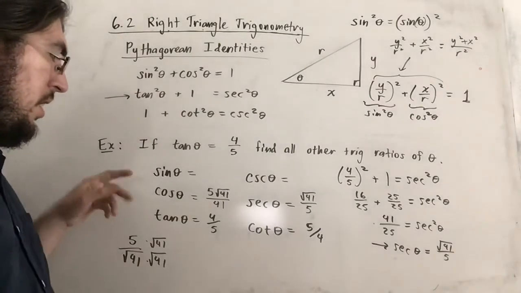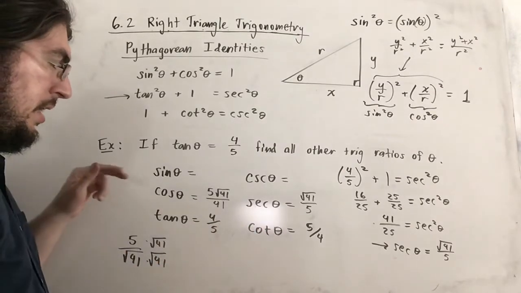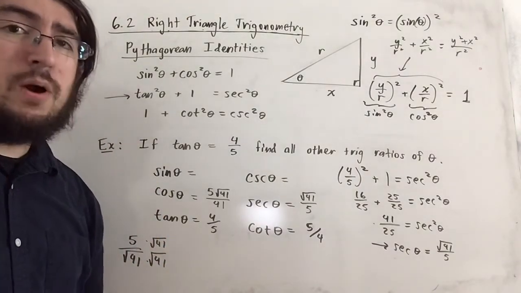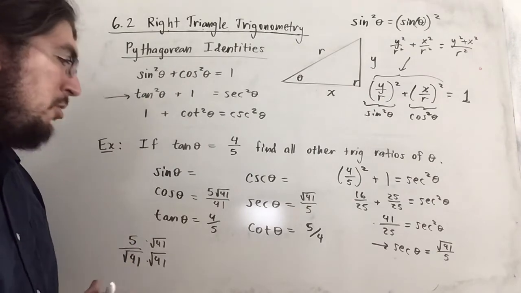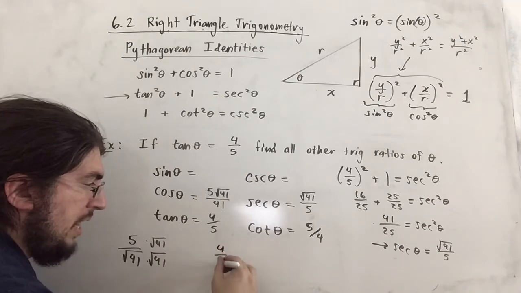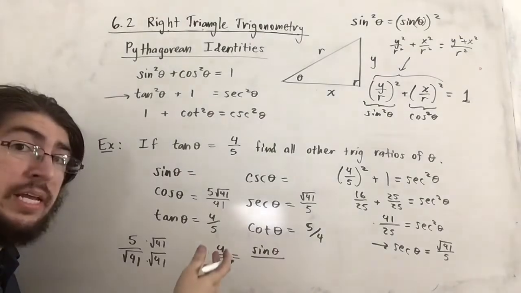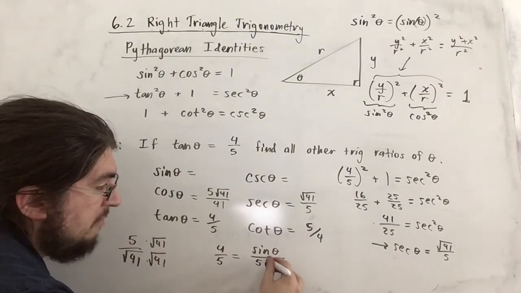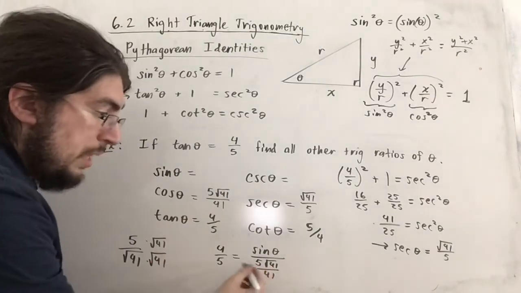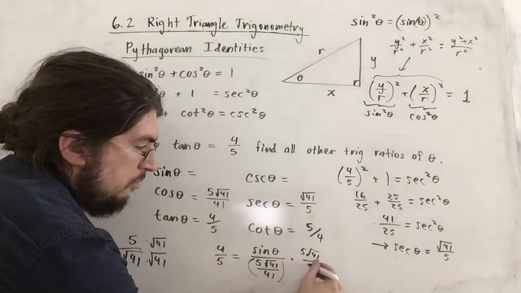We actually could do the same thing we did for tangent, from tangent to get to cosecant, and go from cosine to get sine using the first Pythagorean identity. And if you want, you can try that on your own that way. Instead, what I'm going to do is the following. I'm going to say that tangent, which is 4 over 5, is equal to sine over cosine. And we know what cosine is. Cosine is 5 radical 41 over 41. So to find sine, all we have to do is multiply both sides by this denominator.